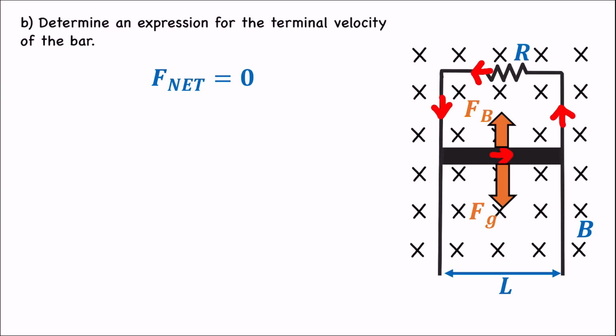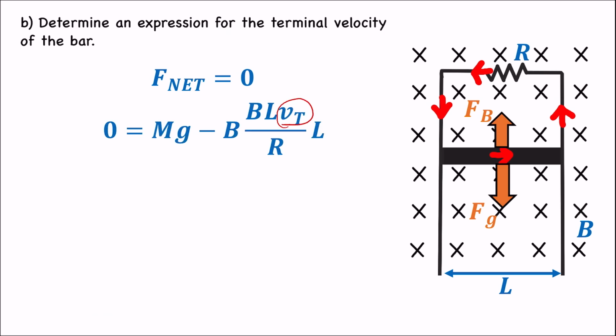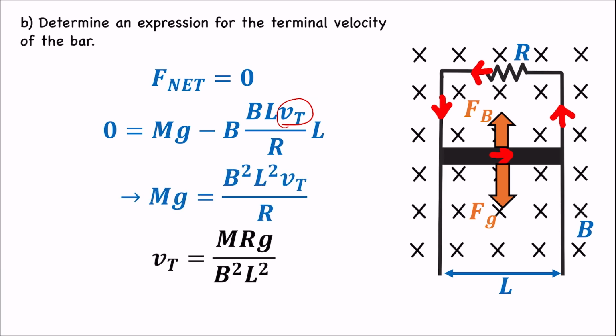So I'll set the net force equal to 0. In that case, I'm trying to solve for this variable here, v_t, which stands for terminal velocity. And when I rearrange this expression, I get that terminal velocity is mgR over B squared L squared.